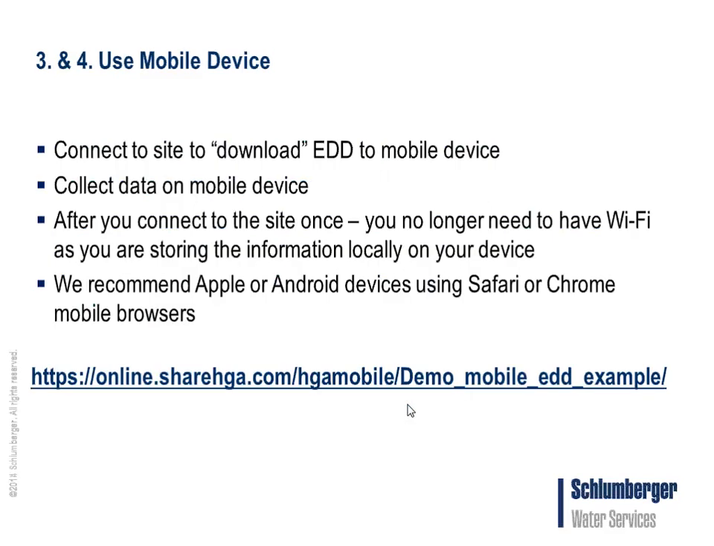So like I said, you can use your mobile devices at this time to actually connect to the examples that I published yesterday. It will then download the forms onto your device, and then you can use those forms to collect some example data. So after you've connected to the site, you can, in fact, turn your Wi-Fi off, and you will still be able to use the forms and save the information locally. So for the purposes of using the mobile EDD, we recommend using Apple or Android devices, which are using Safari or Chrome as your mobile browsers.